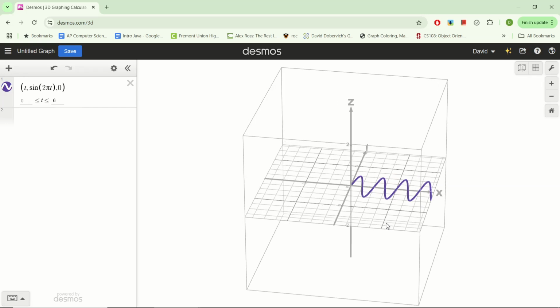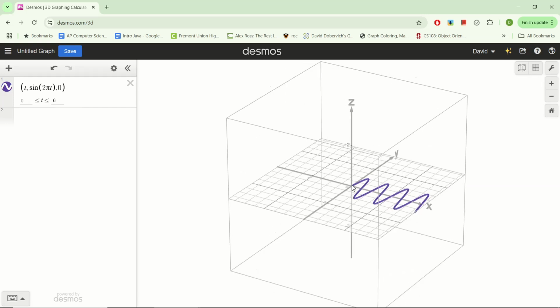As an exercise, why don't you imagine how we could have this same graph except going up the z-axis instead? So it's going to be oscillating around y, and the z is moving up. Go ahead and experiment a little bit, see if you can get that to go.